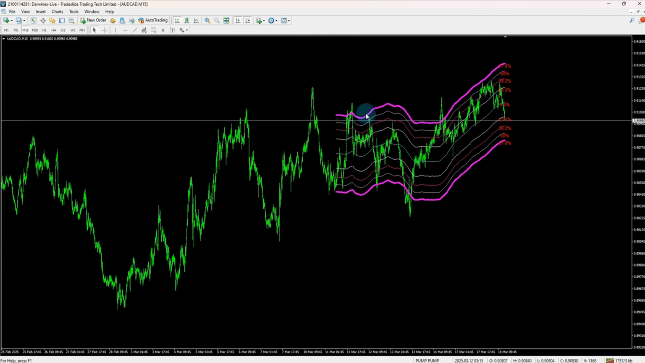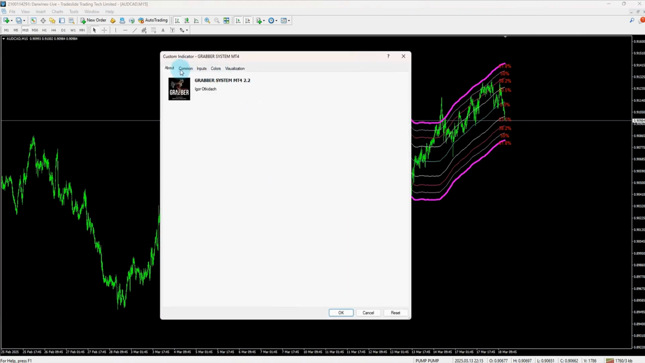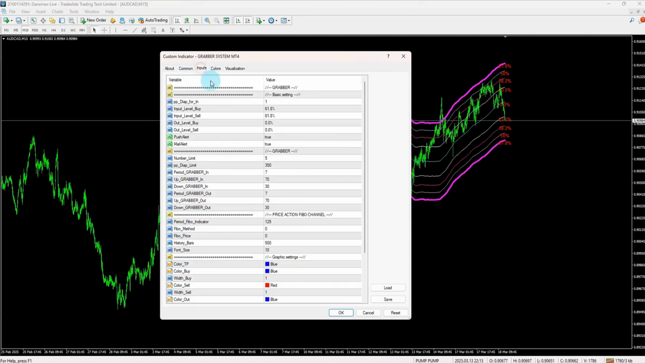So we open the indicator, Grabber system. We go here to the next tab, Inputs. And here we see not that many, in principle, a large number of parameters. The most important is the first main one. For now, the parameter is the period. It is located at the bottom.